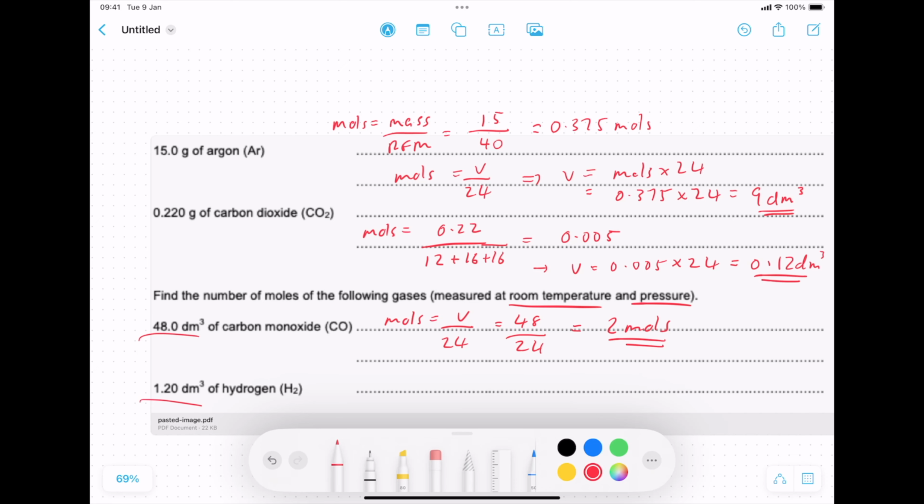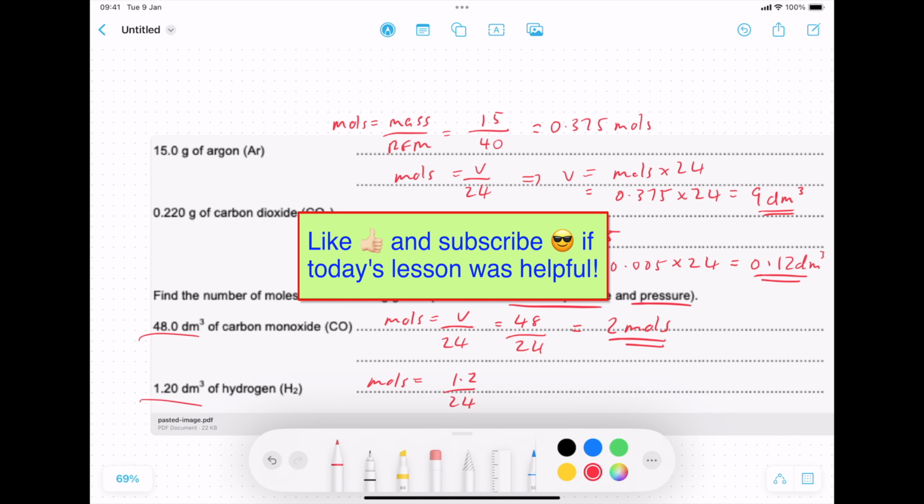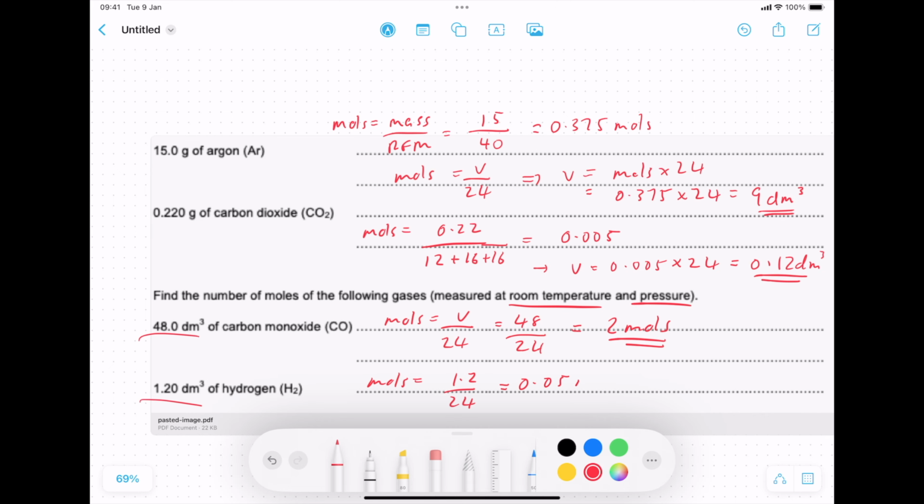So what does that tell us? It tells us if you had 48 decimeter cubed of carbon monoxide at 25 degrees C room temperature and 1 atmosphere pressure, it would be equivalent to 2 moles. And then finally, hydrogen. So 1.2 divided by 24 gives us 0.05 moles of hydrogen.